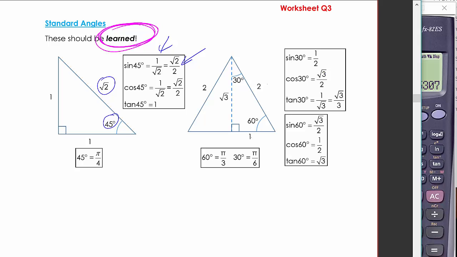hypotenuse, root 3 over 2, tangent is opposite over adjacent, 1 over root 3, again using surds is root 3 over 3, but again you do see both, so be aware. And then sine, cos, tan of 60, same thing.